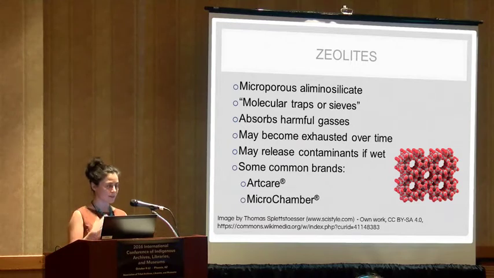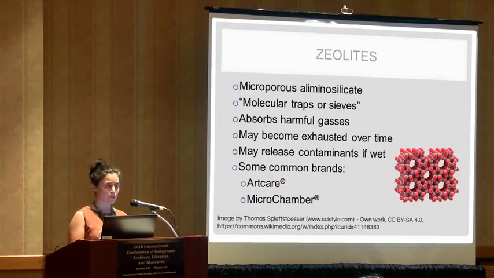Another substance that can be added to paper and board are called zeolites, and they're microporous aluminosilicates, and they're often called molecular traps or sieves. And that's because, as you can see in this diagram, they're formed with lots of small tubes throughout these molecules. And as gases pass through those tubes, they become very attracted to the inside, and the tubes actually hold them and keep them from moving through the paper or board or material.